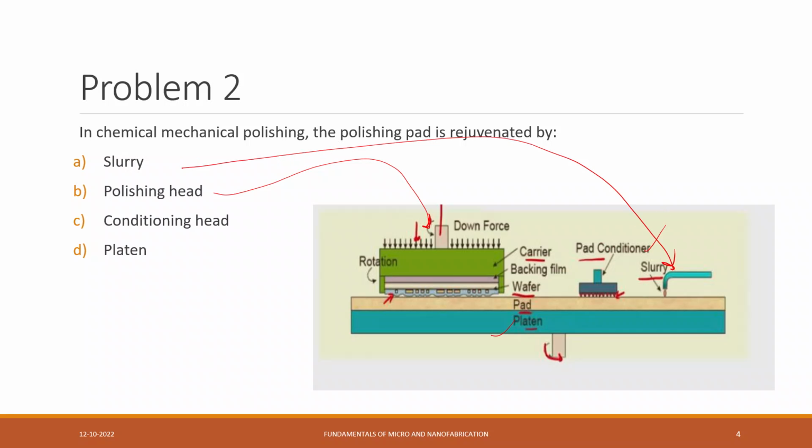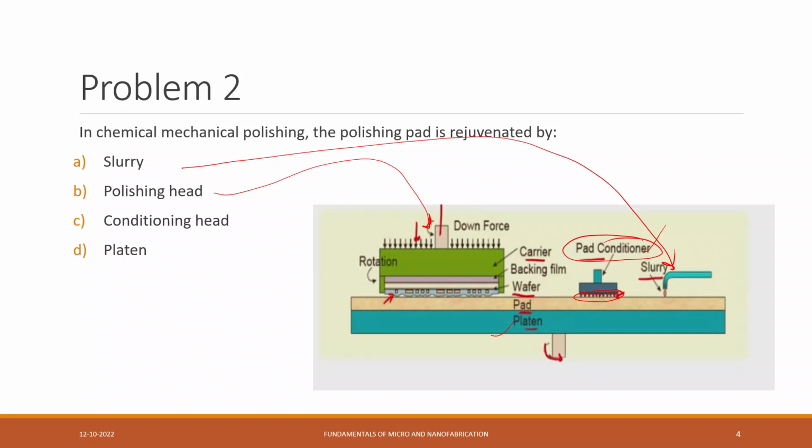You can see that the polishing head is basically pinning the wafer to the pad, and the platen is holding the pad and rotating it. Slurry is abrasive, and the conditioning head, also referred to as the pad conditioner, has some diamond teeth on one side, and these teeth touch the polishing pad.